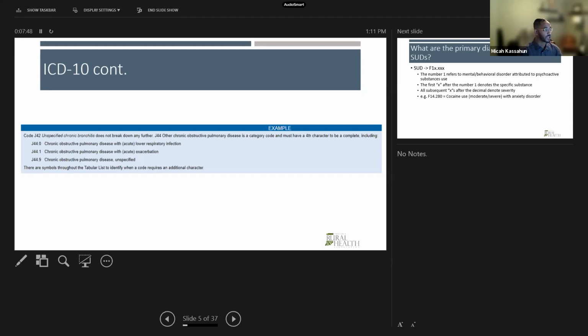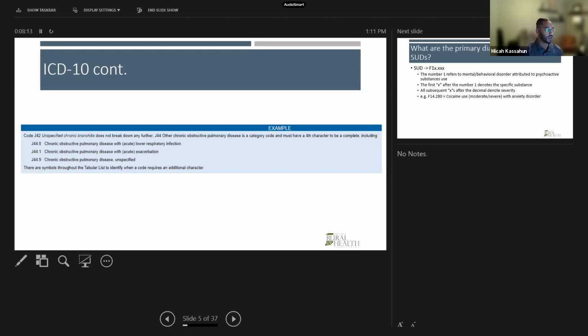And then finally, we have J44.9. Usually when you hit the .9, that would be chronic obstructive pulmonary disease, unspecified. The doctor, medical professional, nurse, or NP may be looking at the site, and may not have a specific way to categorize it. So they just might put it as unspecified, and they'll move on from there.